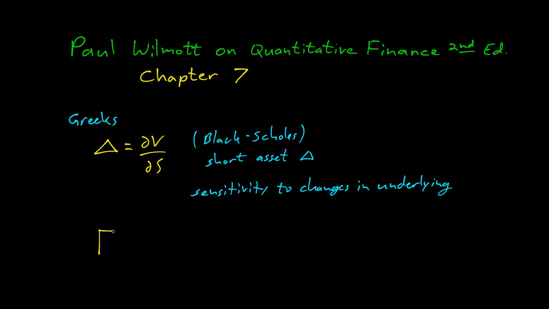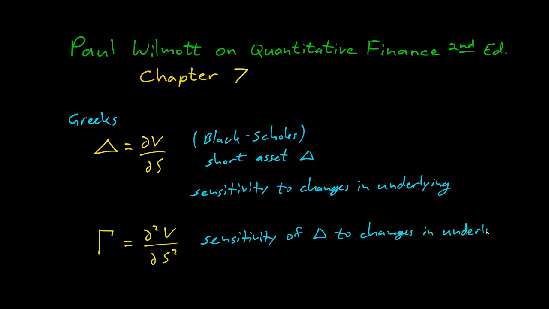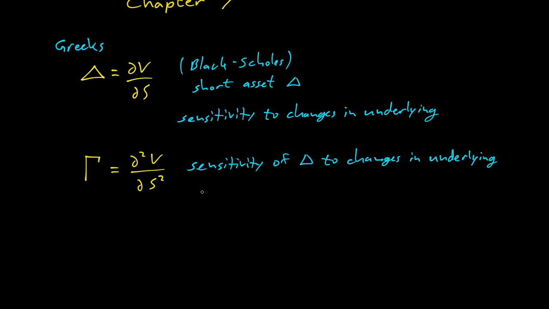So then we come to the next one, gamma. This is the second derivative with respect to S. So gamma is a sensitivity of delta to changes in the underlying. So what happens? S changes, then that makes delta change, and we have to rehedge. If we're perfectly hedged and shorting the asset, following the Black-Scholes model, so we're long an option and short the asset, and then the asset price changes, delta will change by an amount, gamma.